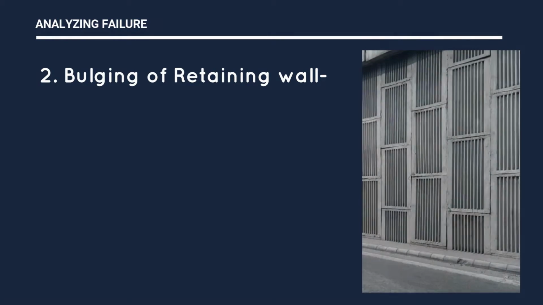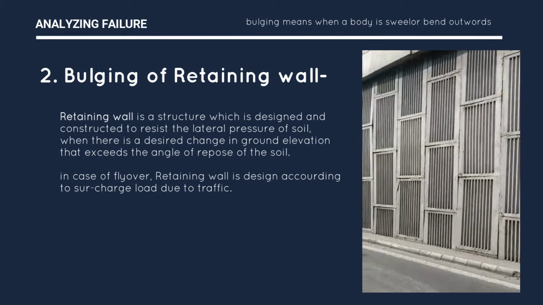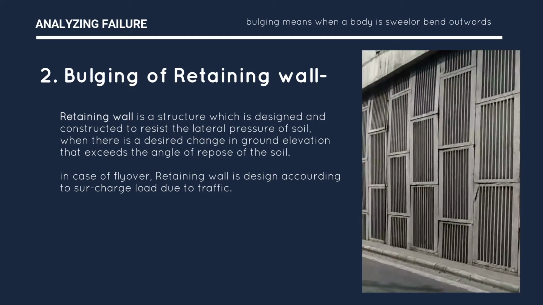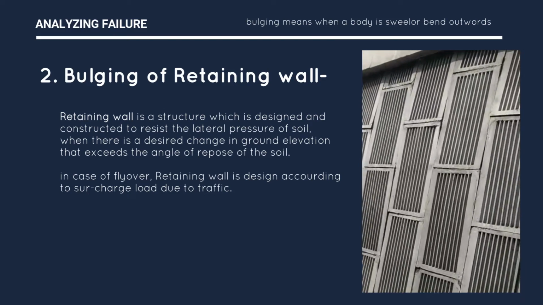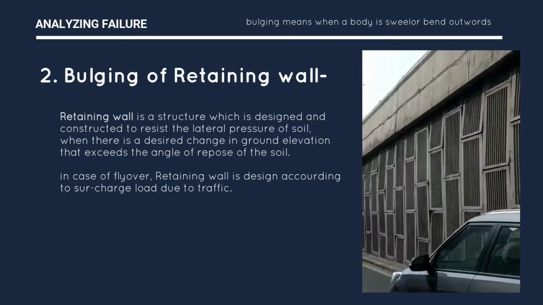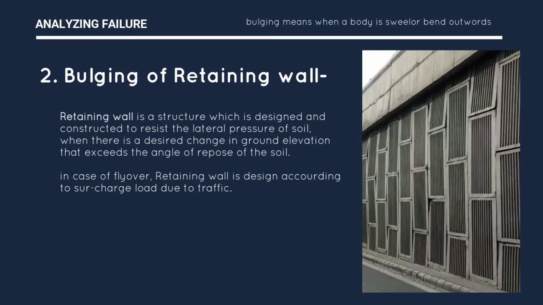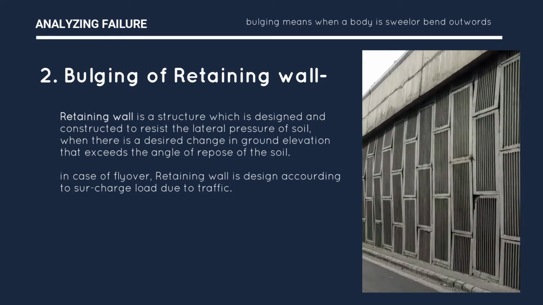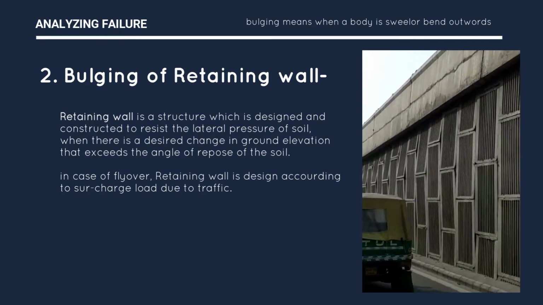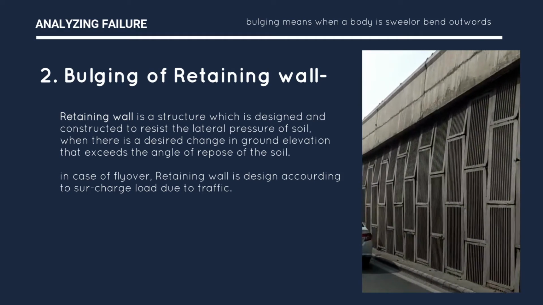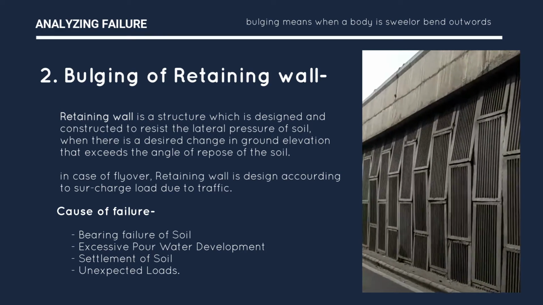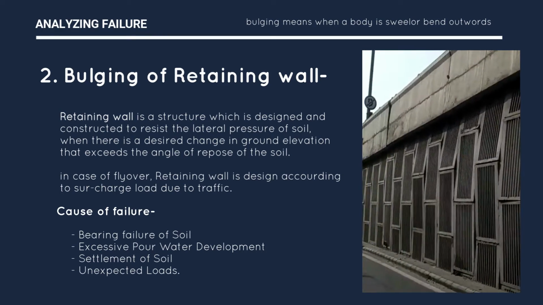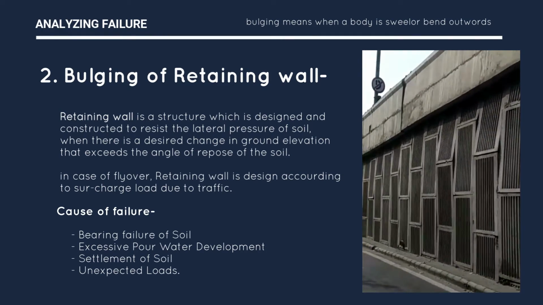Second, bulging of the retaining wall. A retaining wall is a structure that is designed and constructed to resist the lateral pressure of soil, when there is a desired change in ground elevation that exceeds the angle of repose of the soil. In the case of a flyover, the retaining wall is designed according to surcharge load due to traffic. Causes of failure: bearing failure of soil, excessive pore water development, settlement of soil, unexpected loads.